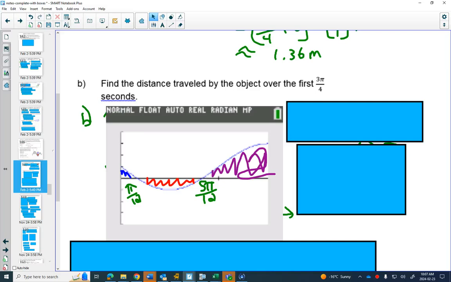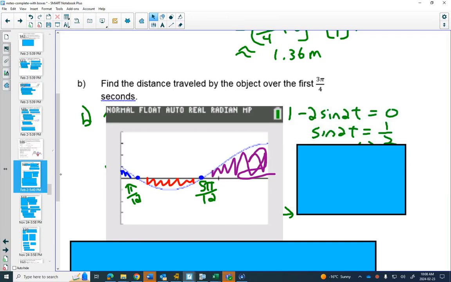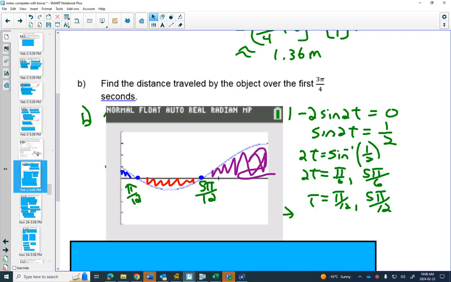And again, if we didn't have a calculator for this question, we would need to figure out where your graph goes into the negatives. How would you find that? You would have to solve where it's equal to 0. So solving where it equals 0 without a calculator, I would get sine 2t equals 1/2.